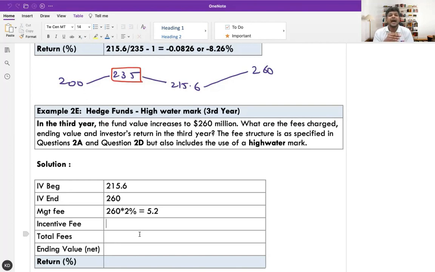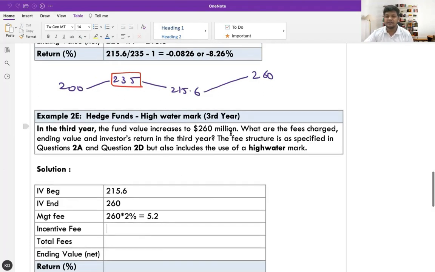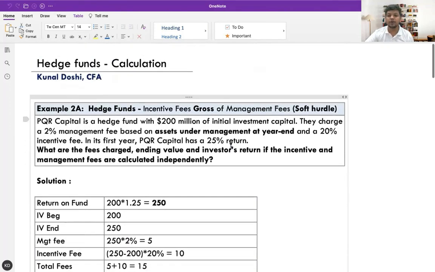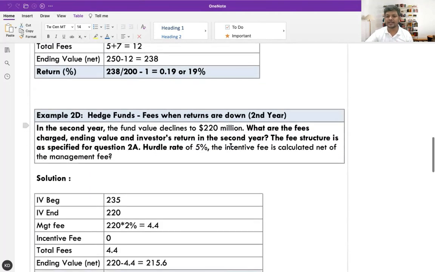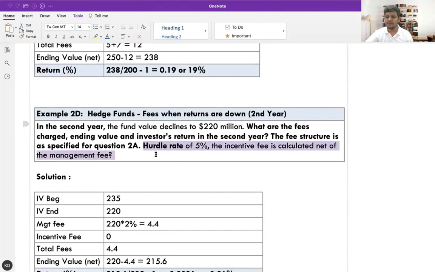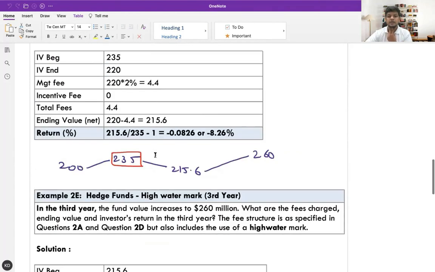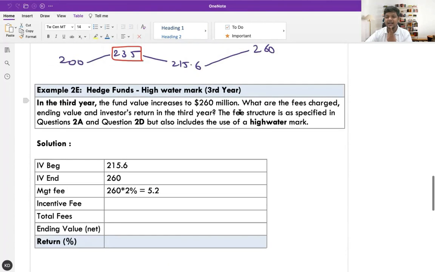And they have said that the incentive will be above the hurdle rate. And one more thing that they have said. Have they said anything else? What is the incentive structure that they've said? What are the fees charged, investors, ending value, investors return? The fee structure is specified in question 2A and question 2D, but also includes high watermark. So in 2A, what was the incentive structure? They have told incentive? No. Right? In 2D, what was the incentive structure? Hurdle rate of 5%, incentive fees calculated net of management fees. Correct. So 2D and then also includes a high watermark.